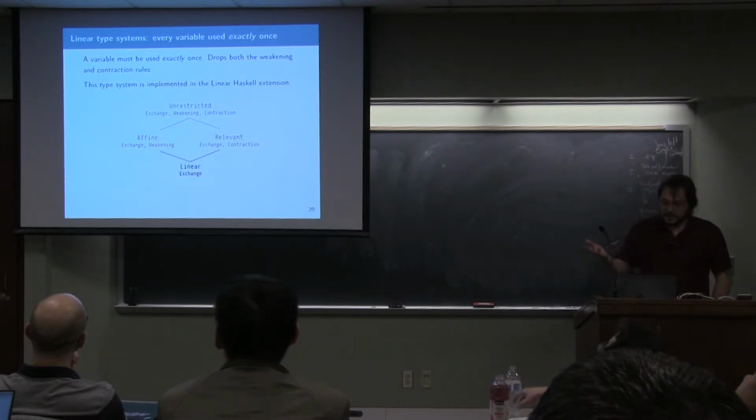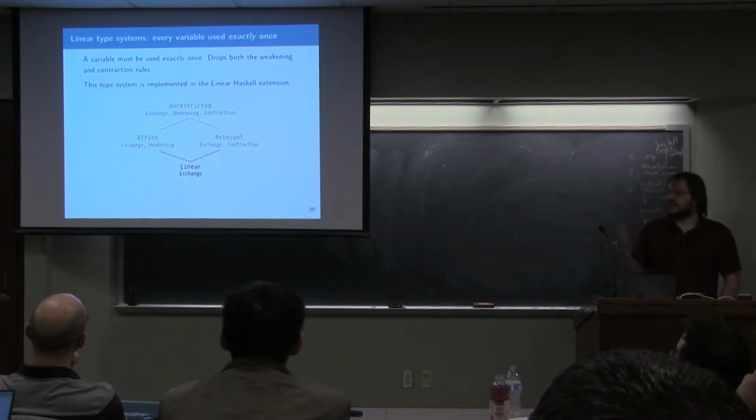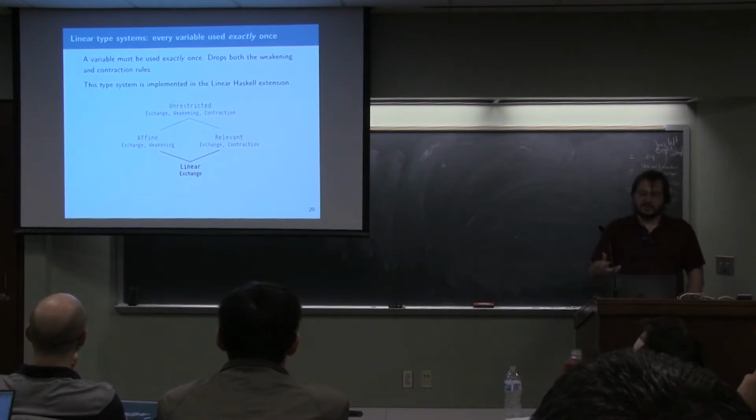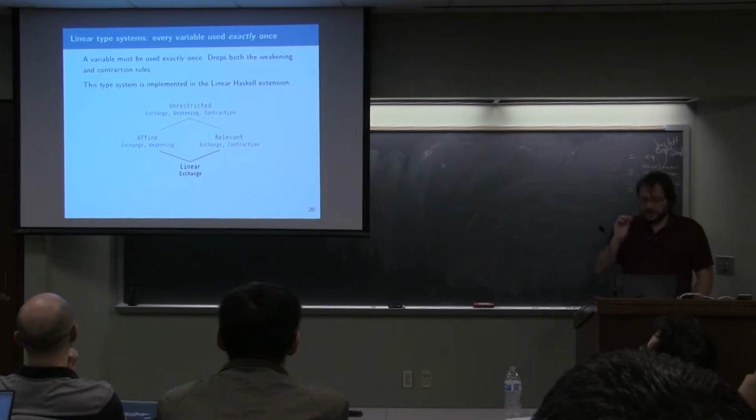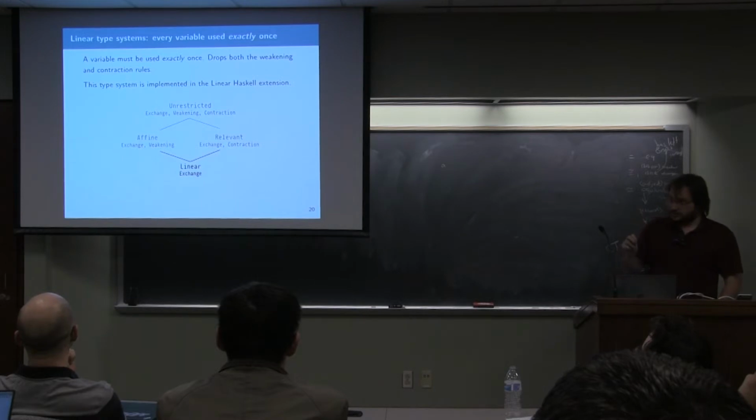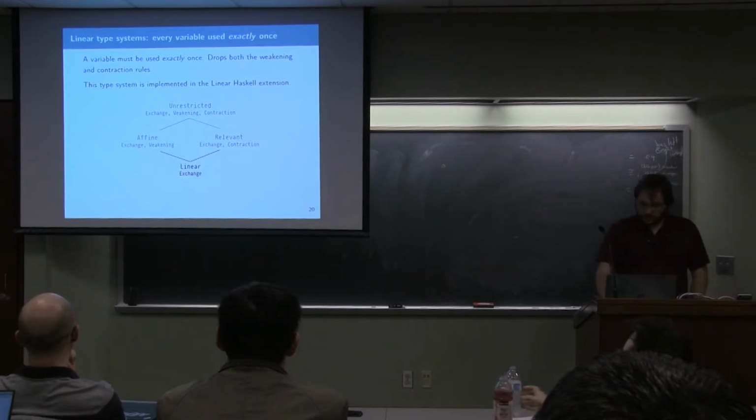And then linear is kind of below both of these two. It has neither contraction nor weakening. Or I should say that most linear systems have very controlled contraction and weakening, such that it means you have to use every variable exactly once. You can't use it more than once. You can't use it less than once. You have to use it.